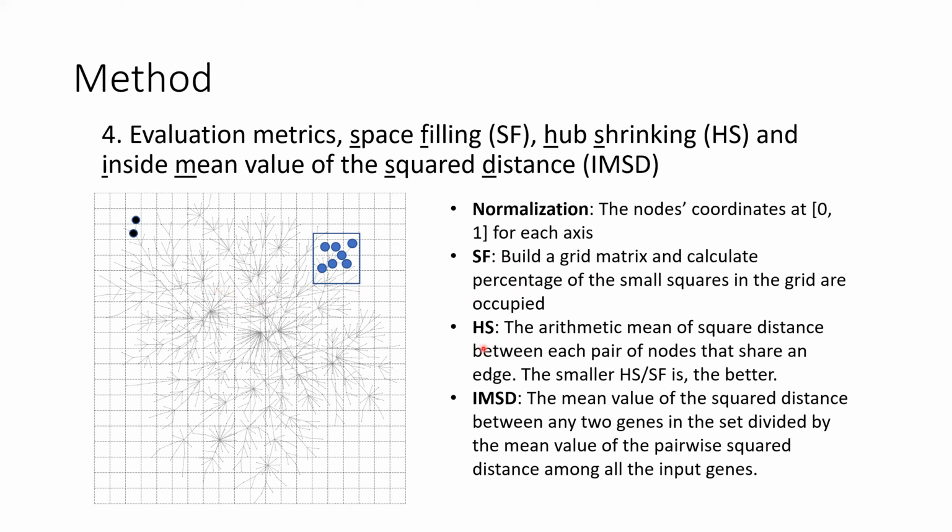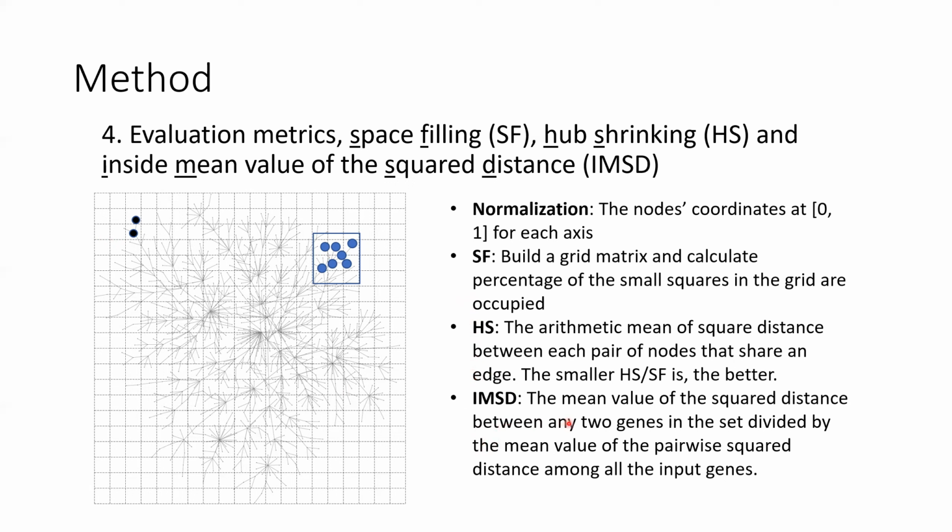HS measures the arithmetic mean of the square distance between each pair of nodes that share an edge, such as the distance between the two dark nodes. Obviously, the smaller the HS value is, the more the nodes shrink. The overall modularity is measured by the HS divided by SF. The smaller this ratio is, the better it is.